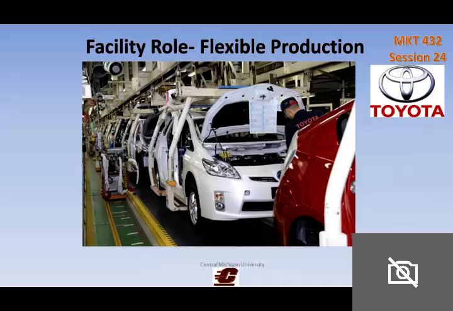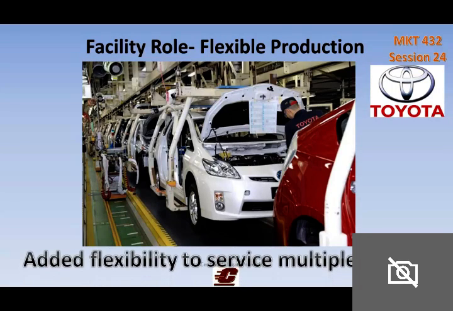Facility role could include what goes on at the facility. One manufacturing strategy that's being used by automotive manufacturers, but not just automotive manufacturers, is flexible production. This enables one facility to service multiple markets. So it may be designed to serve local markets. However, it's flexible enough to serve geographic markets overseas or global markets.